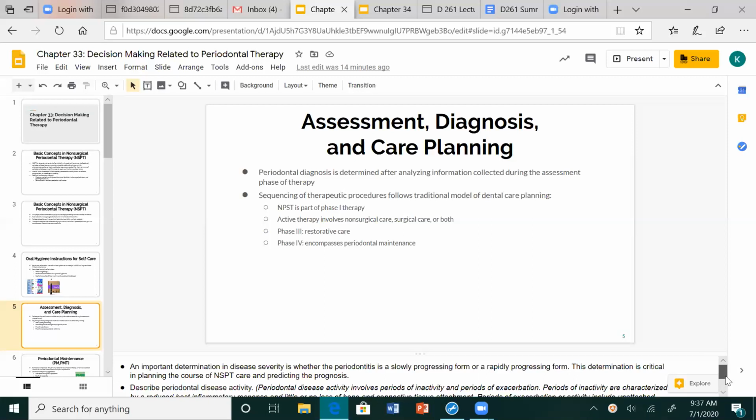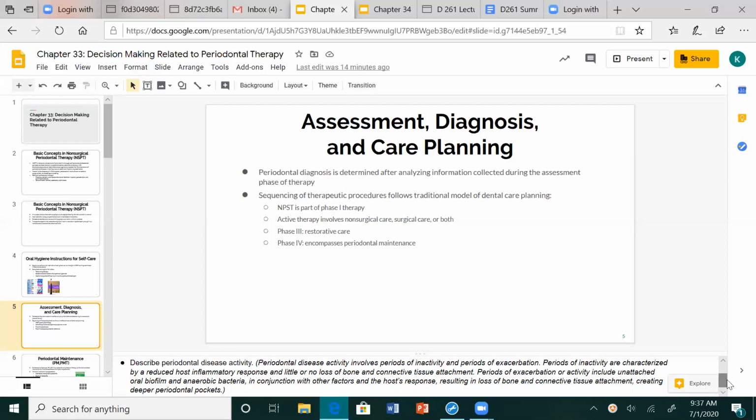So also, we know that periodontal disease, like we talked about in perio class, has times of inactivity and times of exacerbation. So someone can have periodontal disease but not have active inflammation signs. They can be healthy on a reduced periodontium. We talked about that a lot in perio, but those people are still going to be periodontal maintenance patients.